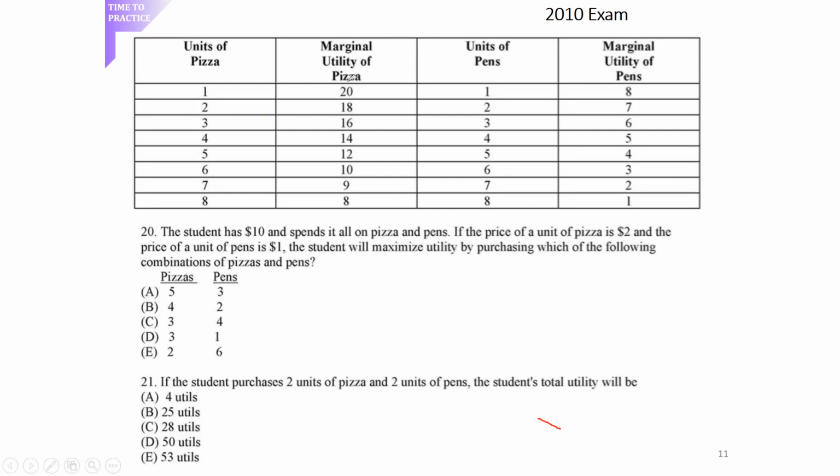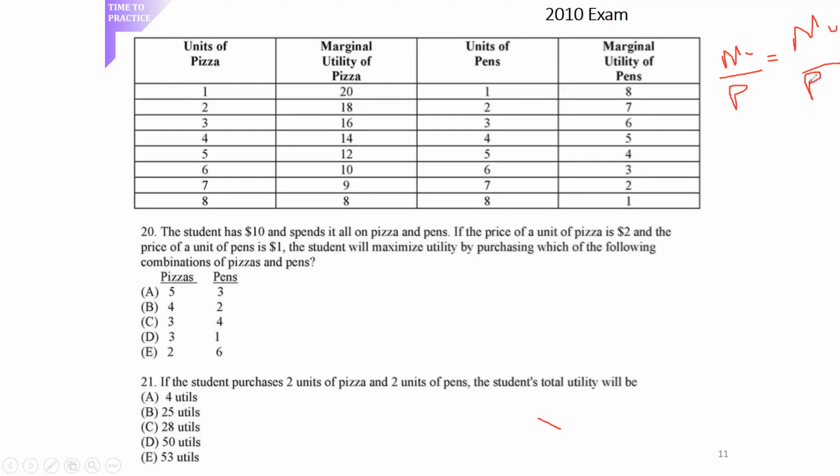Okay. All right. So remember, for these, we're looking for the marginal utility, say, of pizza over the price of pizza. Needs to equal the marginal utility of pens over the price of pens.